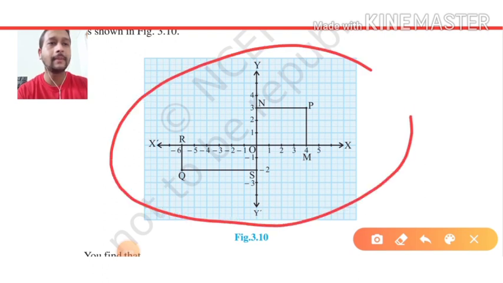In graph paper you may not be given the perpendicular axes; you have to draw them yourself according to your convenience, and then we can plot the points. You can do it on plain paper also. Here we'll discuss graph paper, but you can also do it on plain paper if you are asked to.